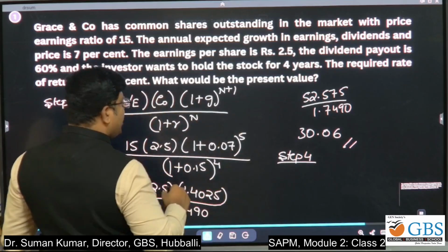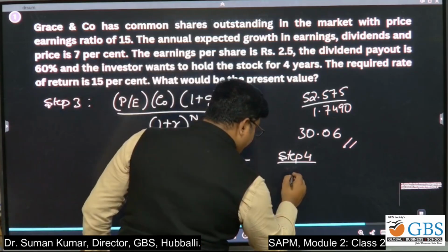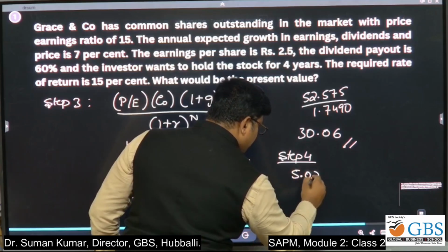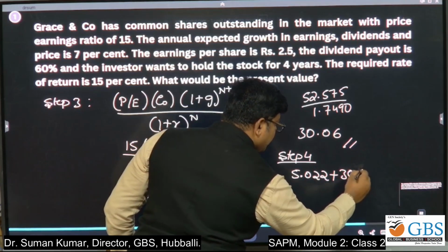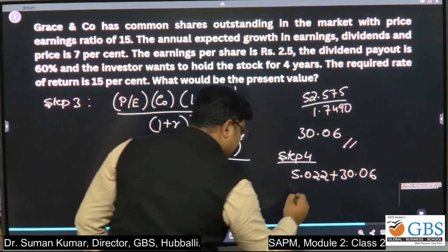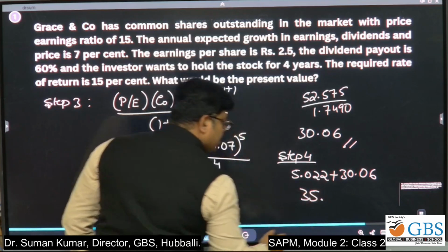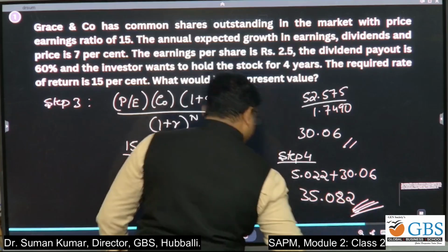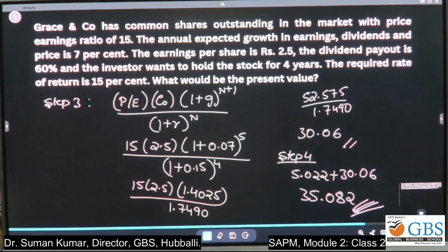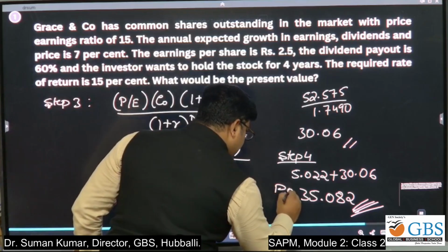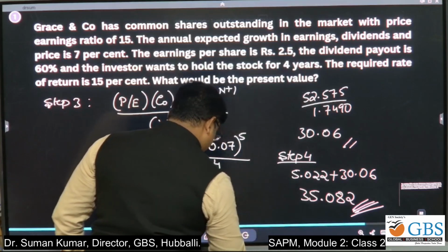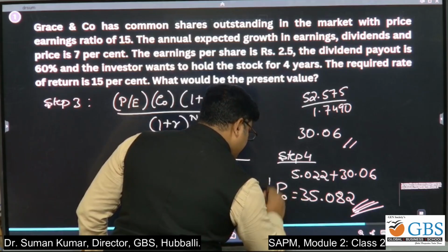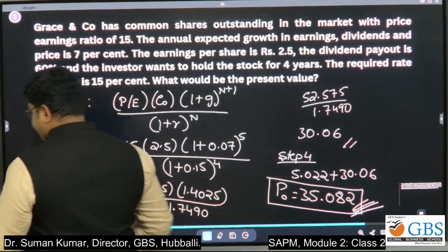What is the answer? Previous one, step 2, 5.022 plus 30.06. That is nothing but 35.082. This is the final answer. The present value, that is P naught, P naught is equal to, this is the final. Over. That's it.